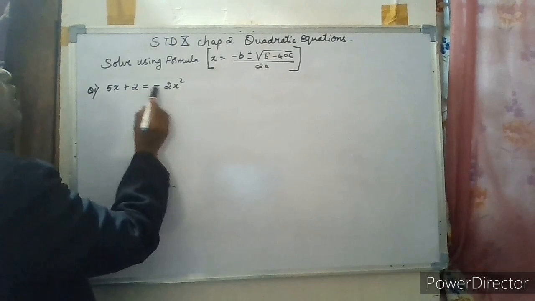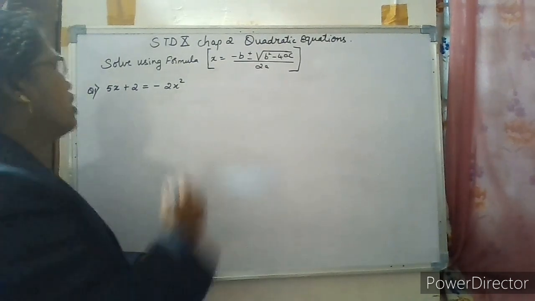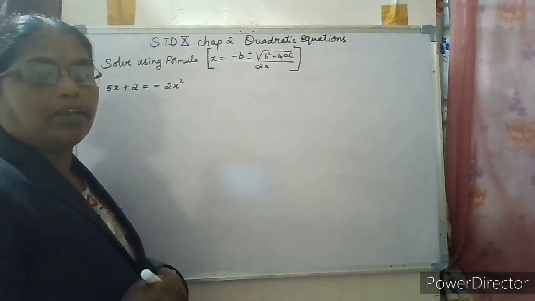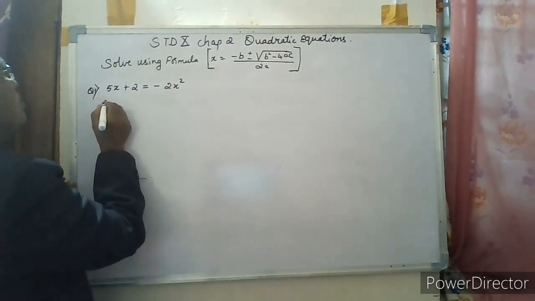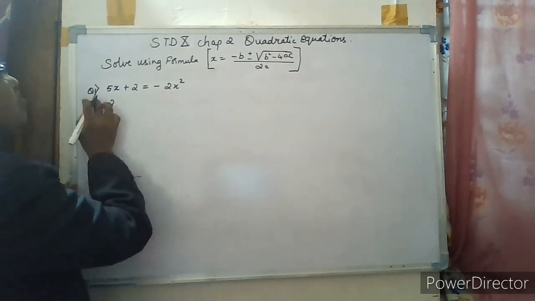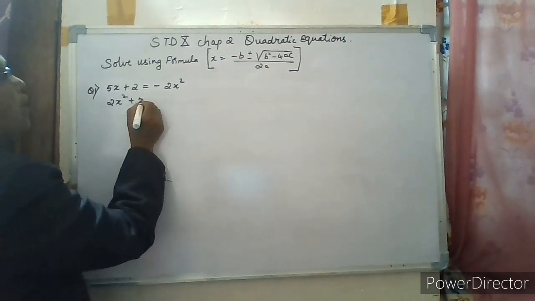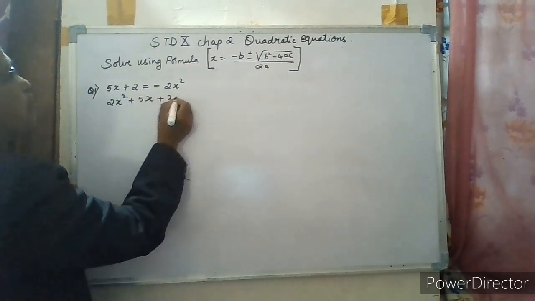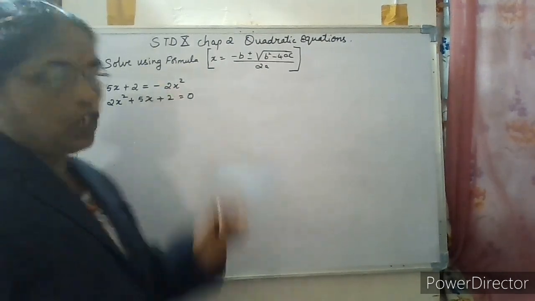Now question number 1: 5x plus 2 equal to minus 2x squared. The equation is not in the general form. So let us bring it in the general form. Therefore this will come here. It is minus 2x squared. So when it comes to this side, it will be plus 2x squared. Then plus 5x plus 2 equal to 0. This is in the general form.